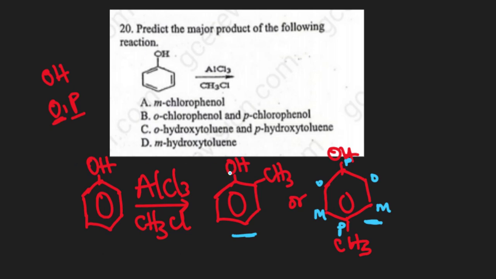So we say that the electron donating group is ortho-para directing, while the electron withdrawing group, like the nitro group, is meta directing. So what we have as our product is this and this, which is ortho-hydroxy-toluene and para-hydroxy-toluene, because we have the toluene on the para and here we have on the ortho, making our option C to be the correct answer.